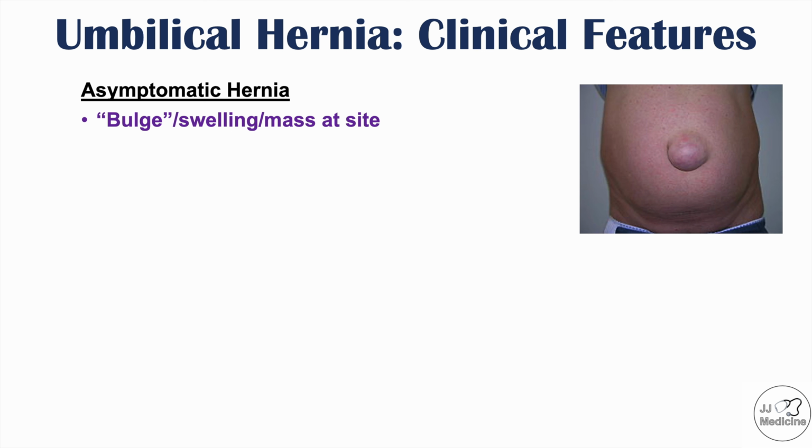There are asymptomatic hernia, which means that these are hernia that don't really cause problems. So with asymptomatic hernia, we may see a bulge or a swelling or a mass at the site. So you may see something quite large like this around the belly button, or you may see a very small distortion around the belly button. So it can be small or large in size. And what will be noted is that the size will increase with increased intra-abdominal pressure. So when standing, when coughing, it may lead to this bulge popping out a bit more.